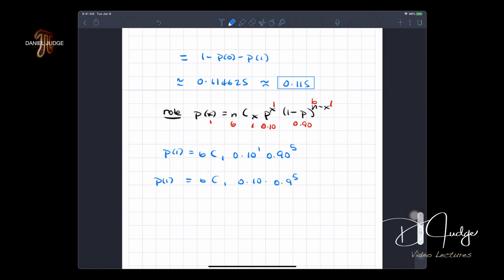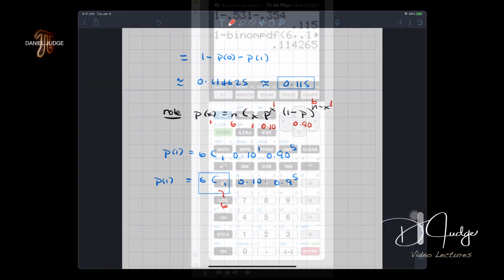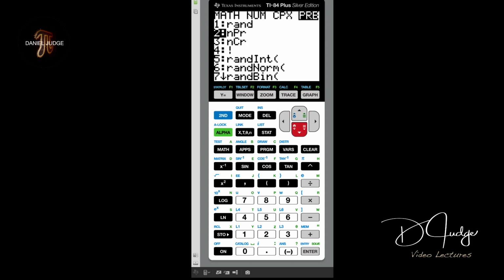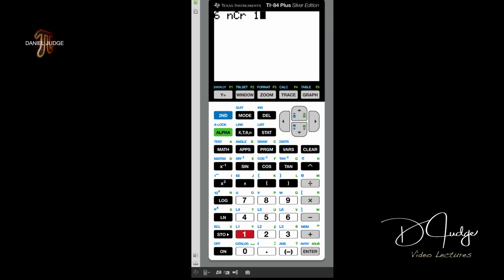I have to find the 6C1. And let's get a nice box. I'm going to tell you what that is. That's going to be a 6. And you say, well, how do you know that? Let's clear this. 6, math. Go all the way down to probability, and we need combination. That's 3. 1. So that number is 6, like I said.